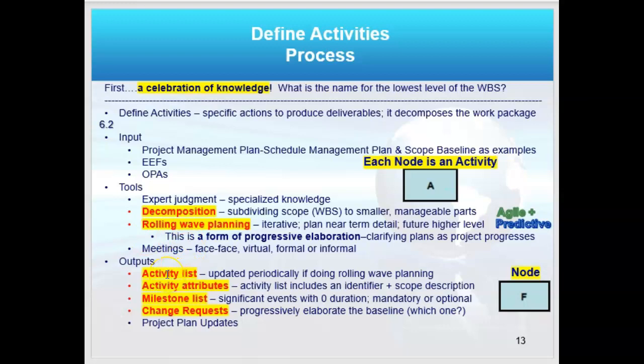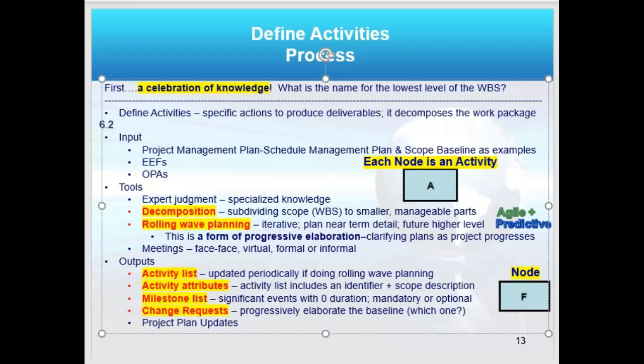Now my outputs, of course, if I'm defining activities as a process up here, my outputs are my activity list, and with that come activity attributes. It's just like the work in scope. We had the work breakdown structure and the work breakdown structure dictionary. They go together. So does the activity list and the activity attributes. Look at the activity list. See, there's a list of these, A, B, C, D, etc. There's not a lot of information here, is there? Where is that information at? Those details are the activity attributes, and that's why it goes with the activity list.